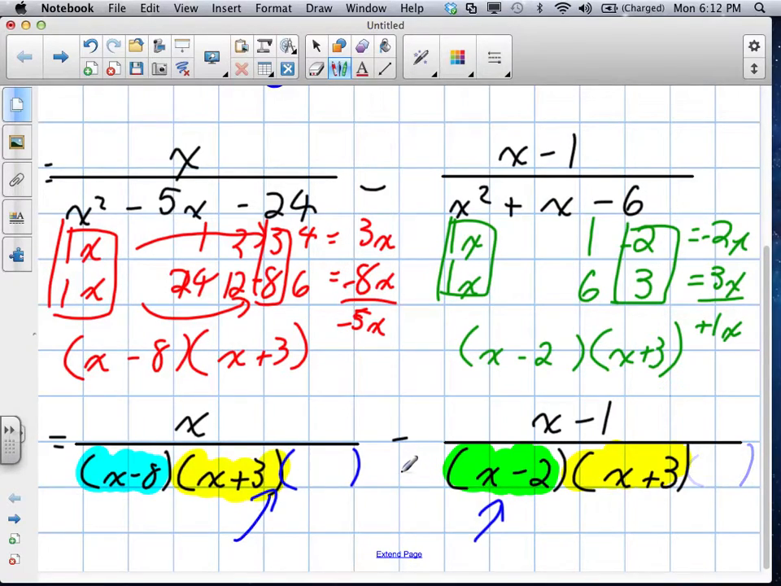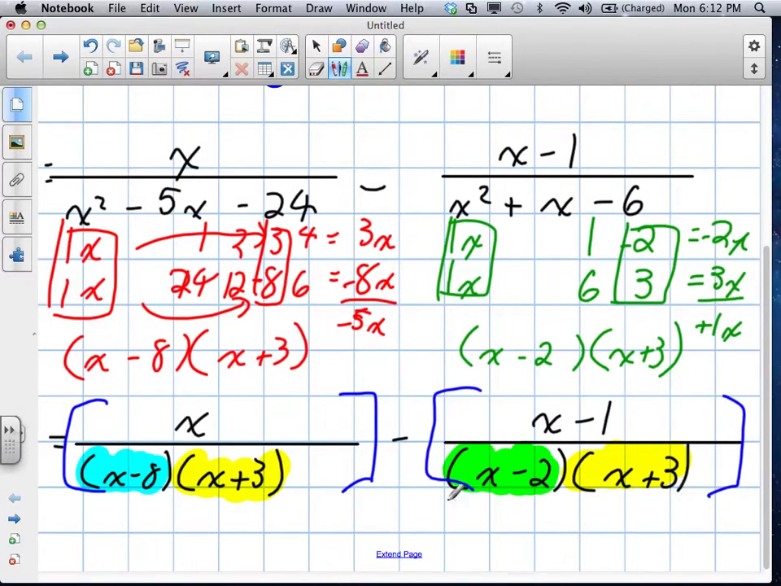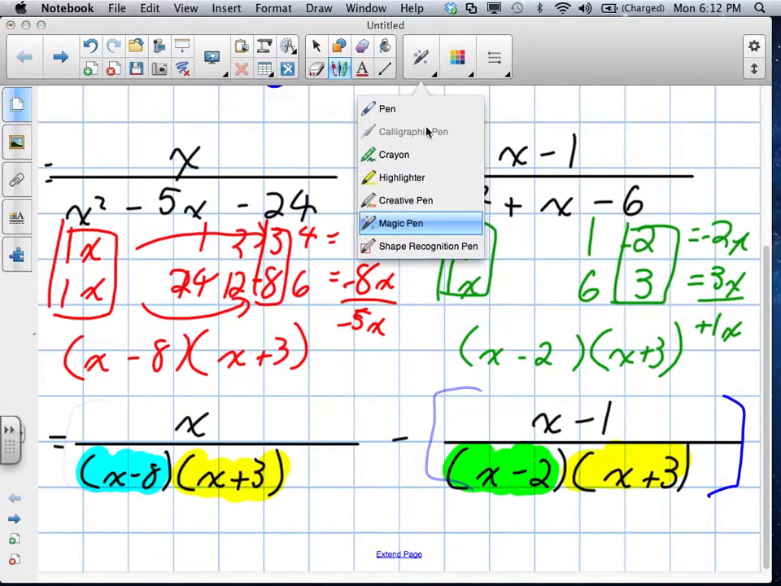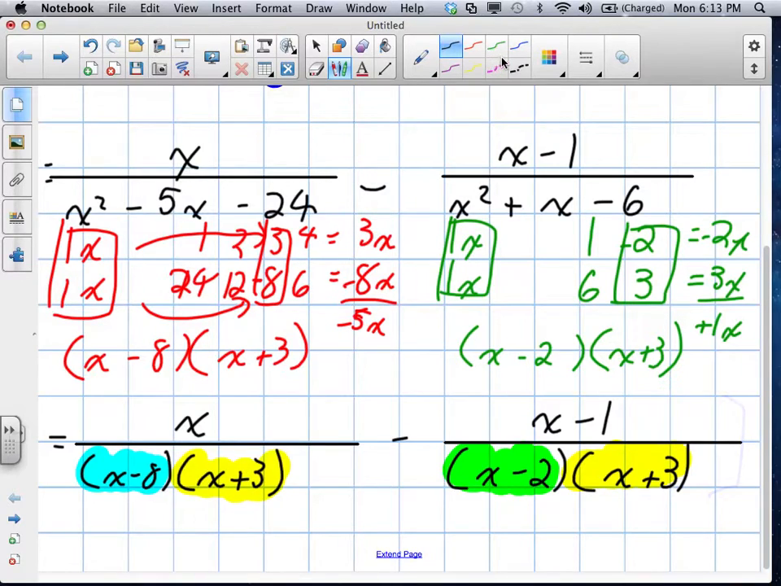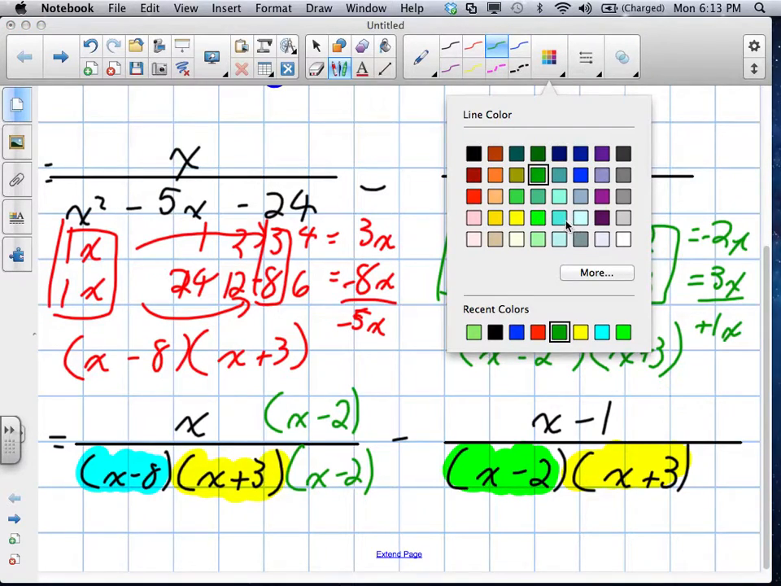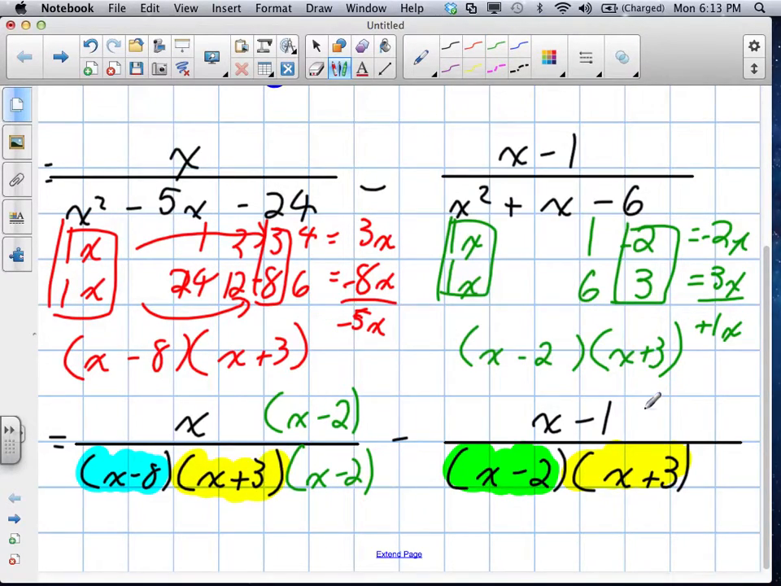Okay, so we're going to multiply each fraction by what it's missing. So our fraction on the left, I'm going to be multiplying the top and the bottom of the fraction by x minus 2, right? Because that's what's missing for our common denominator. And let's make it a blue color. Over here, we're going to be multiplying the top and the bottom by x minus 8 so that we have a common denominator.